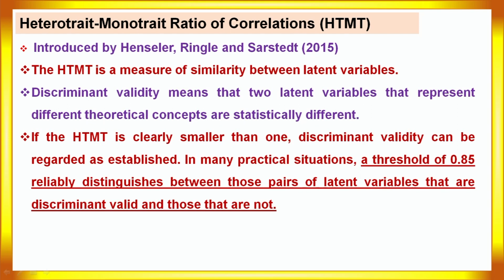If you have two dimensions, how to use this particular method. As I already told, discriminant validity means that two dimensions of a variable, which represent different parts or dimensions of the particular concept, are statistically different. Based on this we calculate the HTMT ratio, and if the HTMT is clearly smaller than 1, then we can say that discriminant validity can be regarded as established. In many practical situations, a threshold of 0.85 reliably distinguishes between those pairs of latent variables that are discriminant and those pairs that are not.